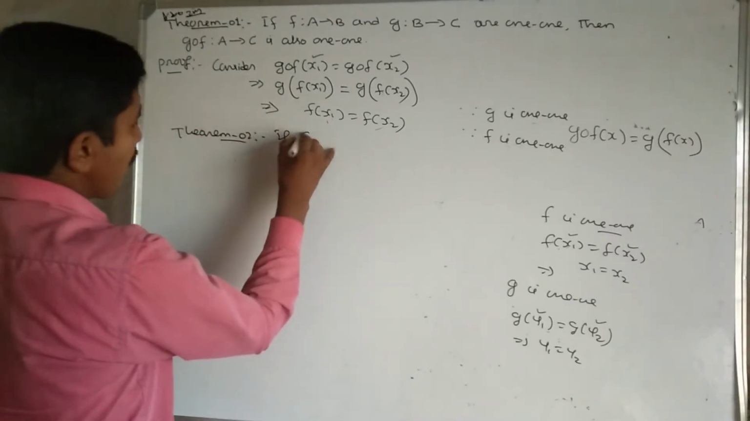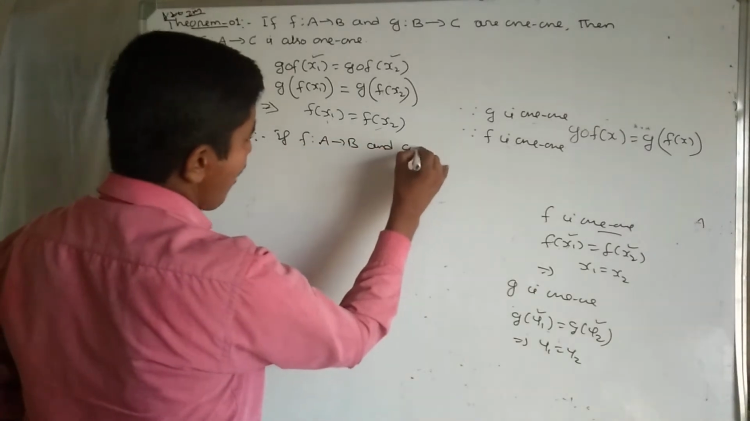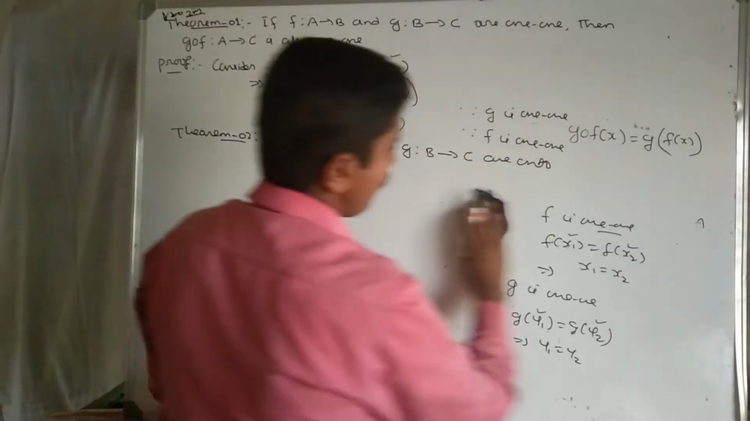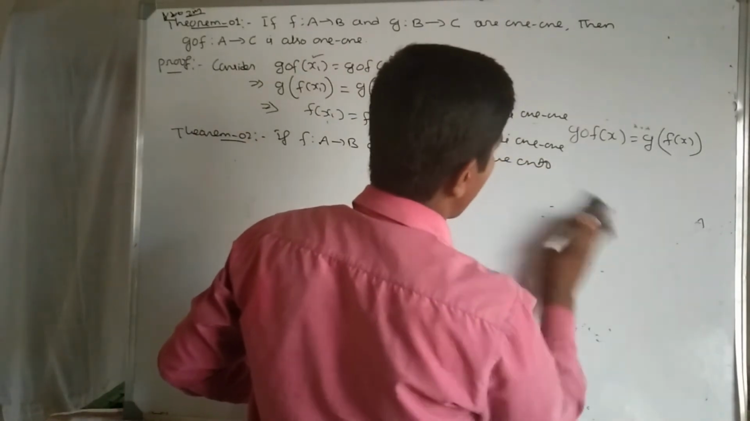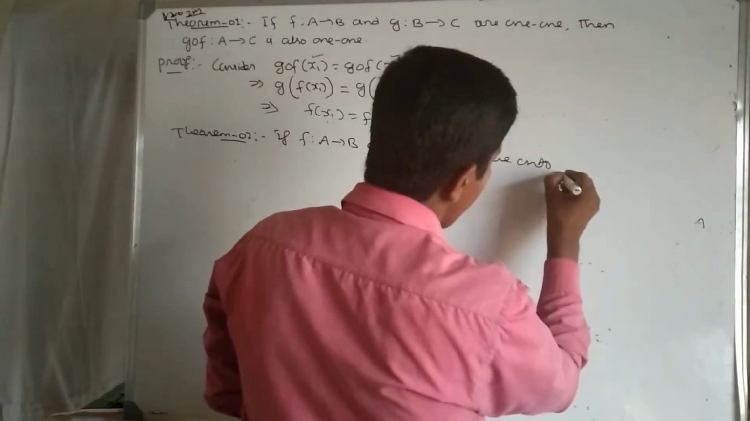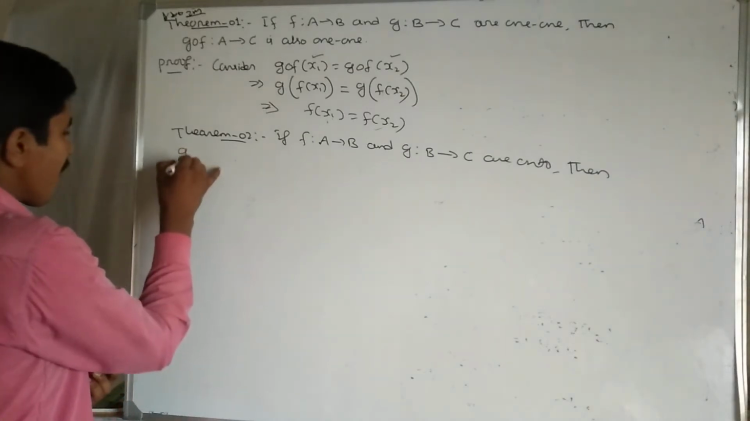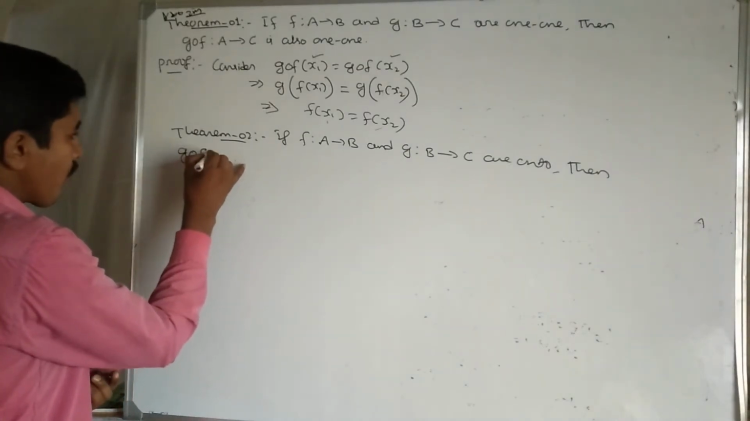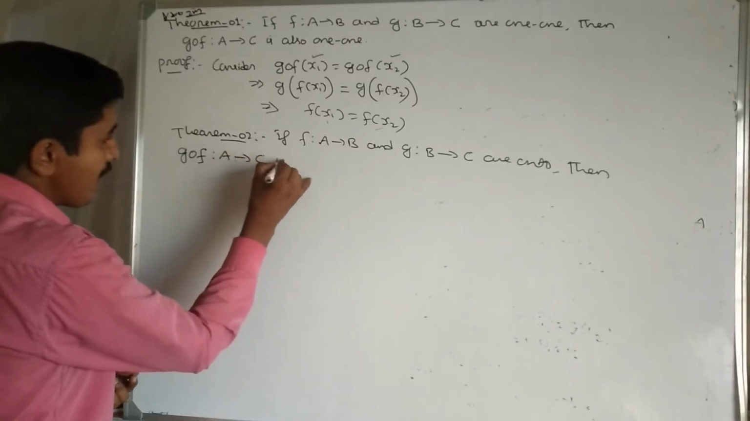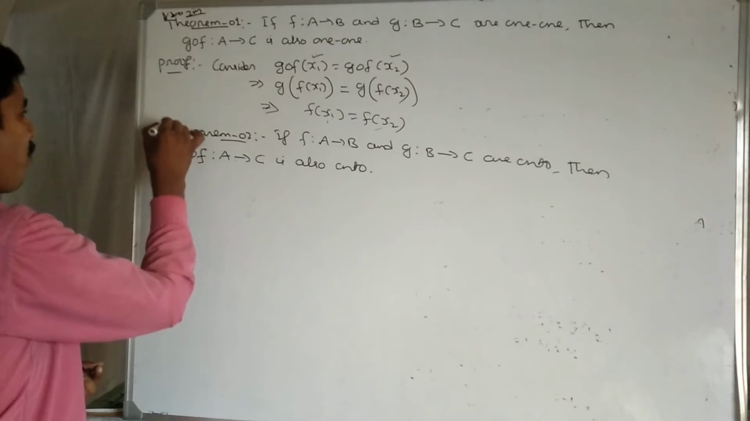If f from A to B and g from B to C are onto functions, then g∘f from A to C is also onto. This is also important for 2 marks.